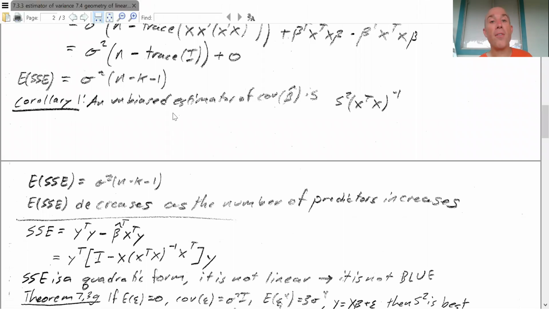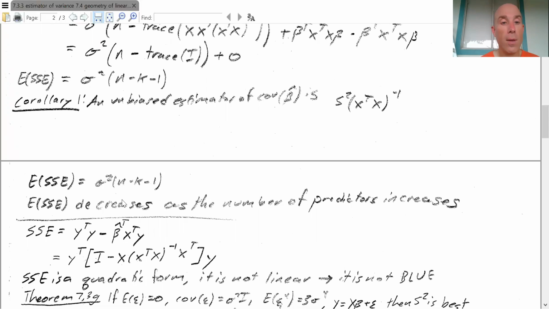All right, so now we get something for free on this, and this is nice. An unbiased estimator of the covariance of beta hat is S squared times X transpose X inverse. Boom, we've got that. And because we know that sigma squared times X transpose X inverse is the covariance of beta hat.